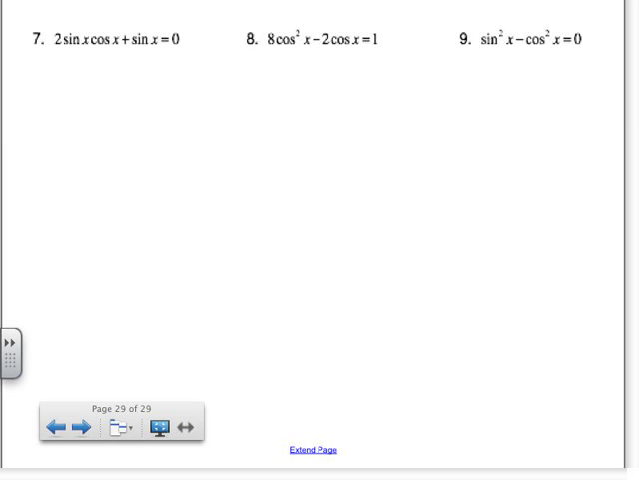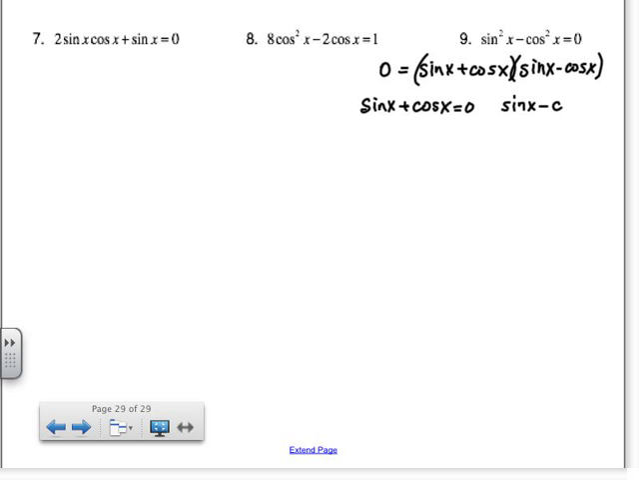Okay, same things for these other ones. You're going to need to factor. Number 9 looks kind of tricky. Number 9, you can factor into sine x plus cosine of x times sine of x minus cosine of x equals 0. Okay, so you have sine of x plus cosine of x equals 0, and sine of x minus cosine of x equals 0. Okay, and this seems kind of intimidating when you first see it, but let's think about it logically. You're saying, when is sine of x equal to negative cosine of x? And when is sine of x equal to cosine of x?